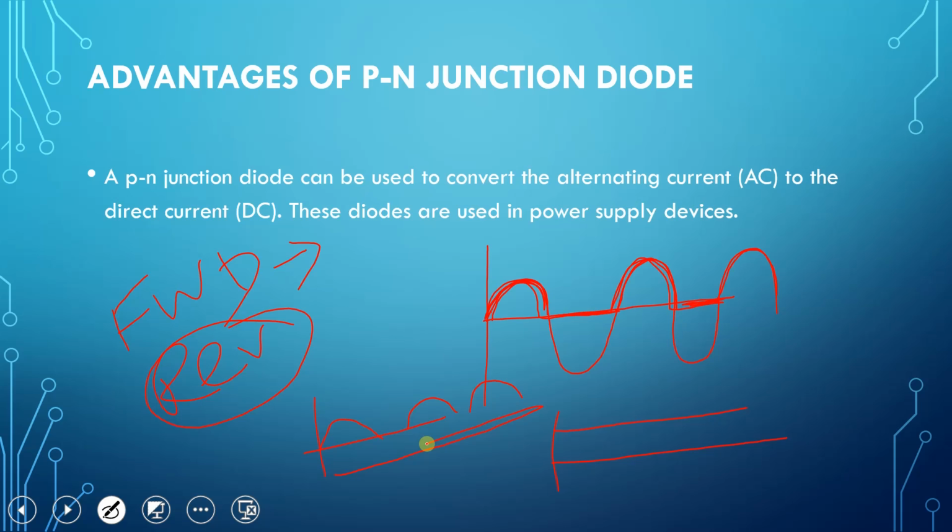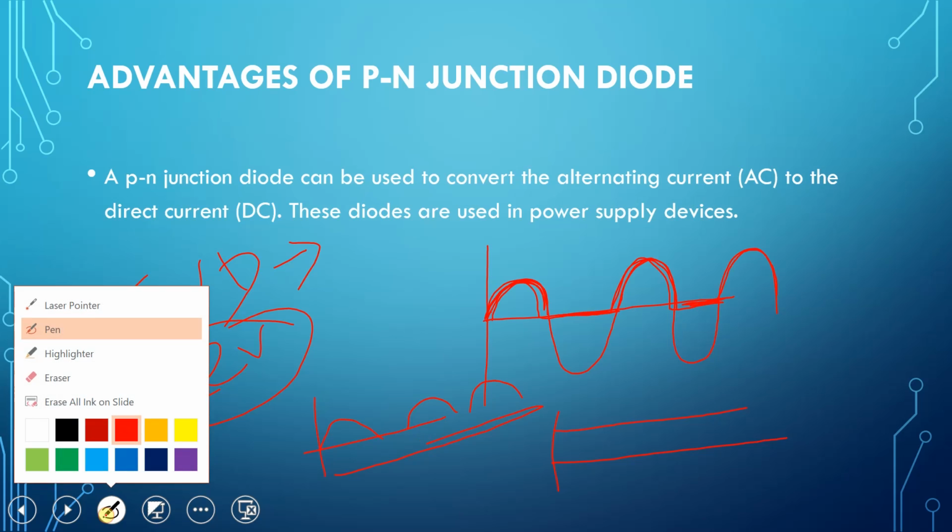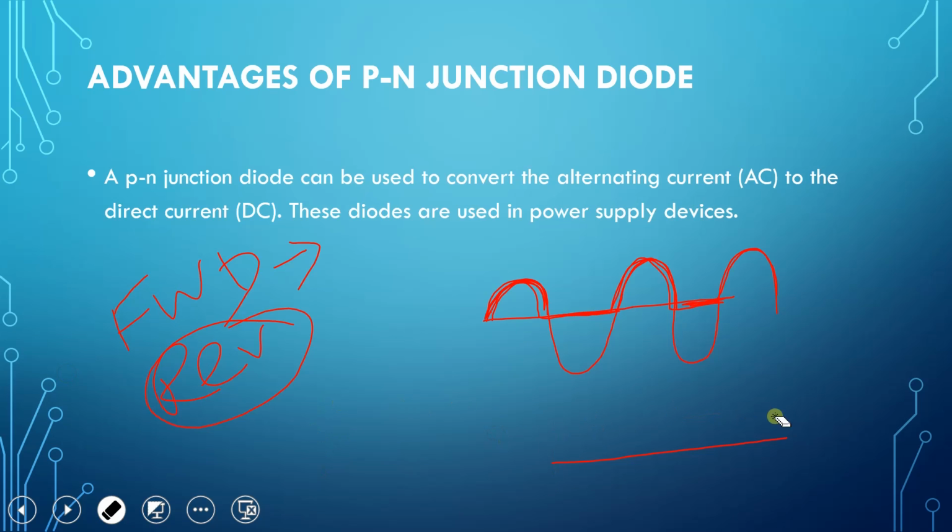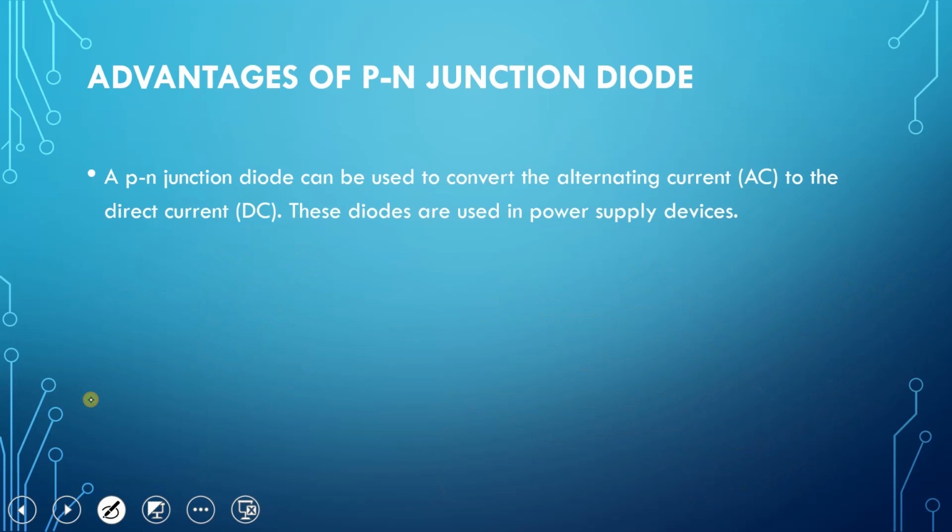For the full wave rectifier we are getting this type of output at every cycle. In every cycle we are getting the output, and after that we are applying the filter and it will give approximately this type of output. This is called my DC, practical DC output, in which the ripple factor is less. So this is about the advantage, means it converts the alternating current into the direct current.